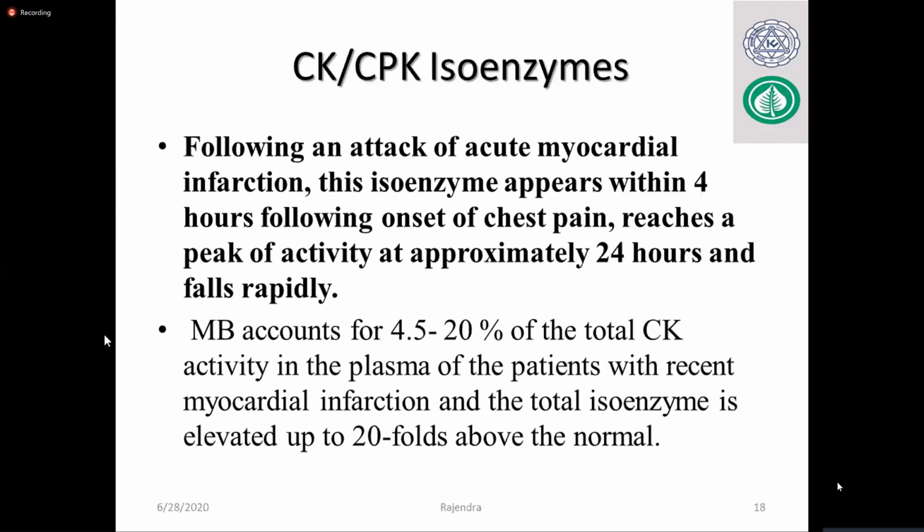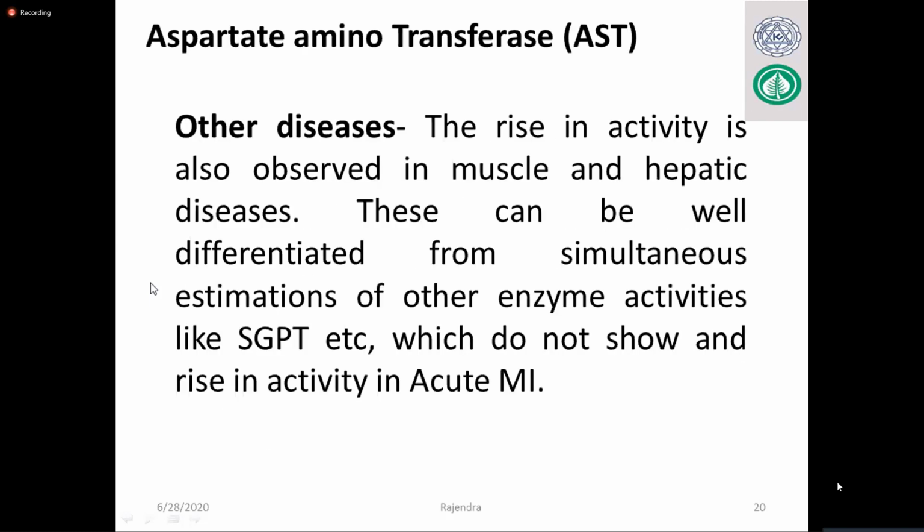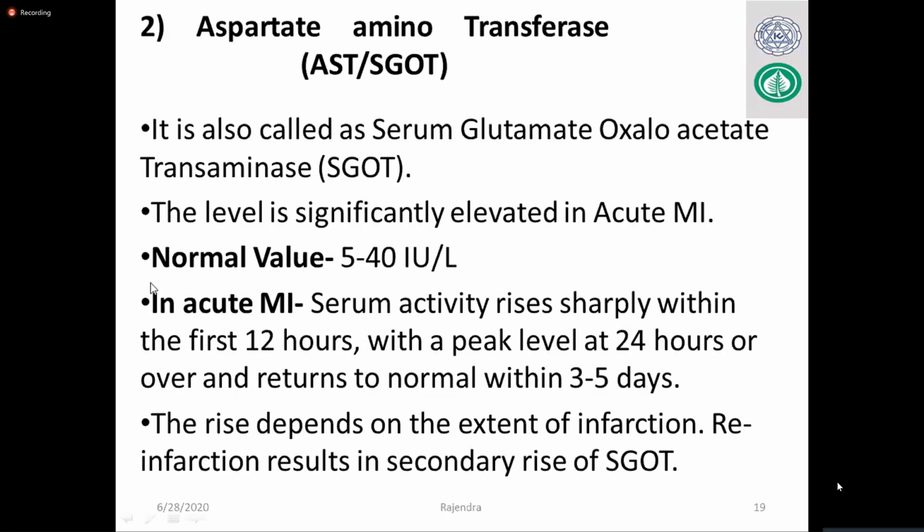And the next enzyme which is increased in myocardial infarction is aspartate aminotransferase, AST, or SGOT, also known as serum glutamate oxaloacetate transaminase. These enzymes are present in the liver also. That's why sometimes it's very difficult to tell whether there is a problem in the liver or in the heart. That's why we said these are less sensitive or less specific. It is also called serum glutamate oxaloacetate transaminase, SGOT, or simply AST, aspartate aminotransferase. The level is significantly elevated in acute myocardial infarction.